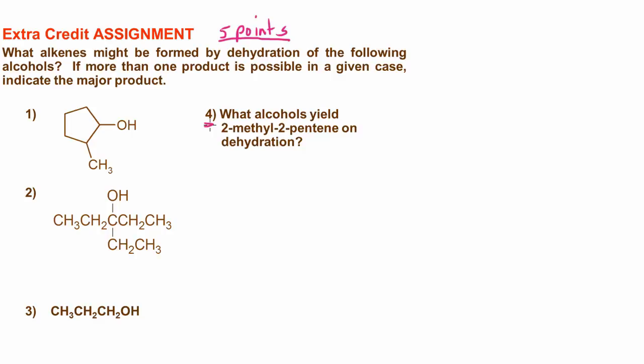For number 4, I want you to tell me what 2 alcohols, there are 2 different alcohols that can yield 2-methyl-2-pentene on dehydration. So make sure that you have 2 alcohols to get credit for this. Problems 1 through 3 are worth a point each, and then 2 points for number 4. You can do this, and you can slip this underneath my office door by no later than next Friday.